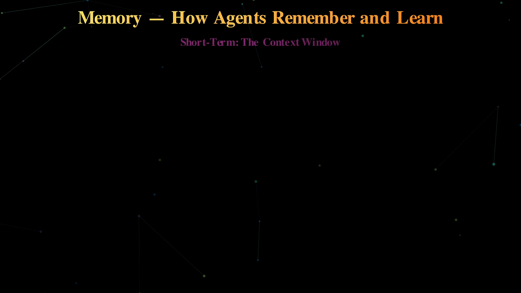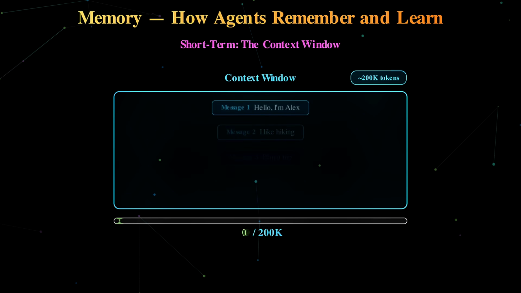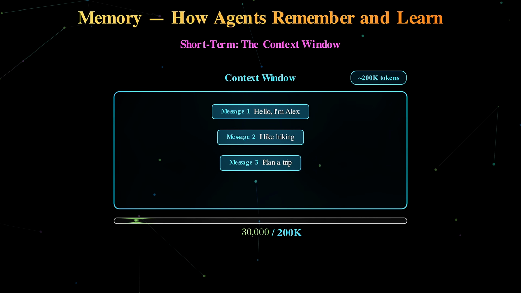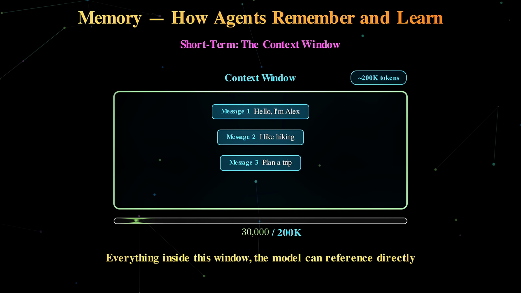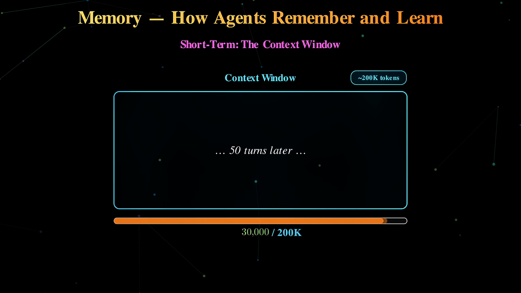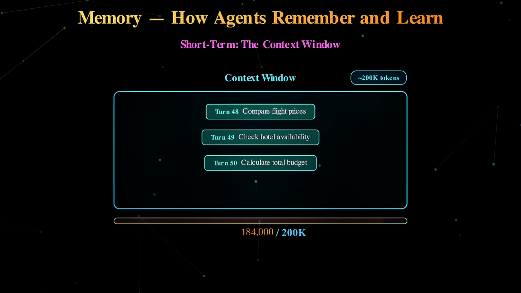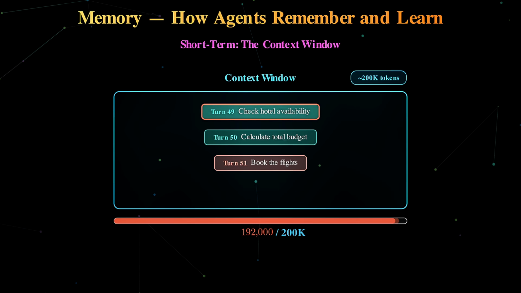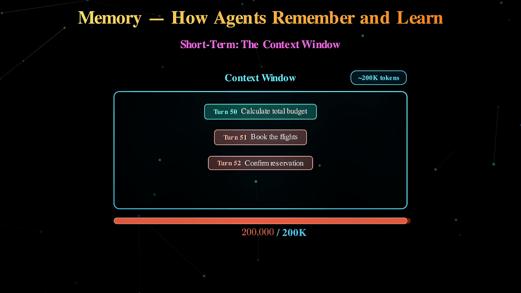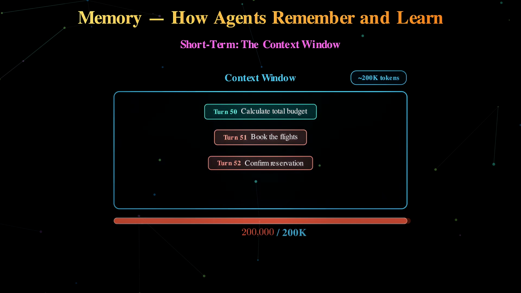The simplest form of memory is the context window, the amount of text the LLM can see at once. Modern LLMs have context windows of 200,000 tokens or more. That's enough to hold hundreds of pages of conversation. Everything inside this window the model can reference directly, but context windows have limits. In a very long conversation, earlier messages eventually fall off the edge. The model literally forgets what was said at the beginning. Think of it like a whiteboard with limited space. You can keep writing, but eventually you have to erase the oldest notes to make room for new ones.